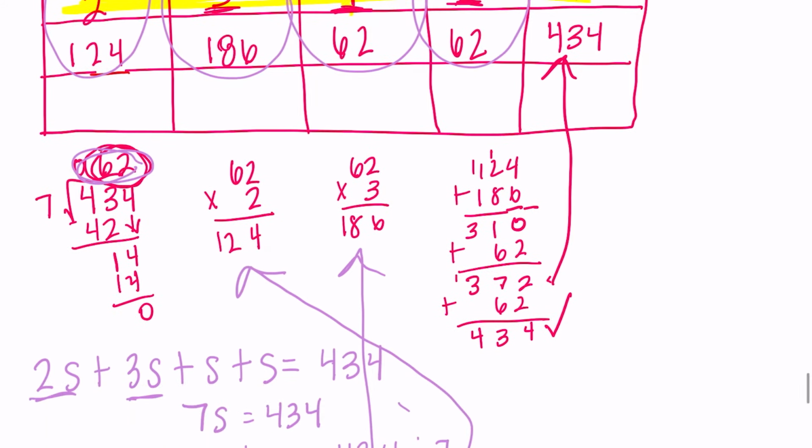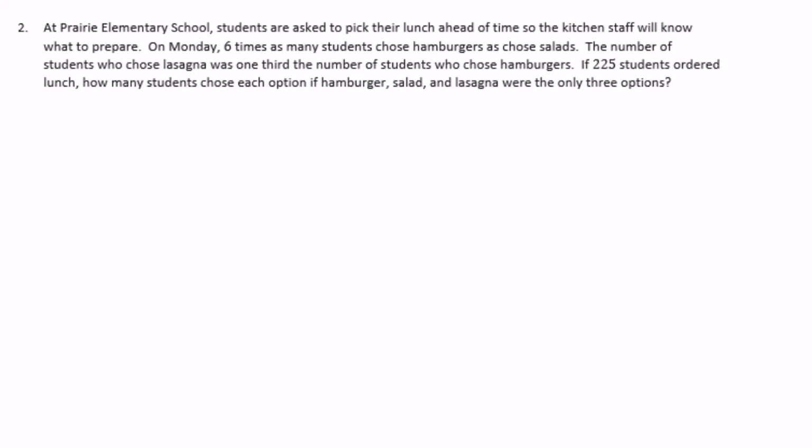Number 2, at Prairie Elementary School, students are asked to pick their lunch ahead of time so the kitchen staff will know what to prepare. On Monday, 6 times as many students chose hamburgers as chose salads. The number of students who chose lasagna was 1/3 the number of students who chose hamburgers. If 225 students ordered lunch, how many students chose each option if hamburger, salad, and lasagna were only 3 options?